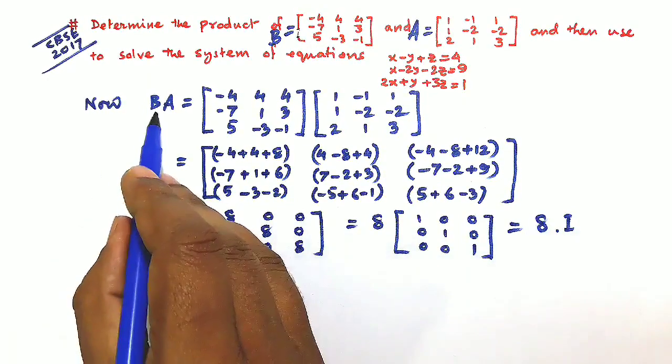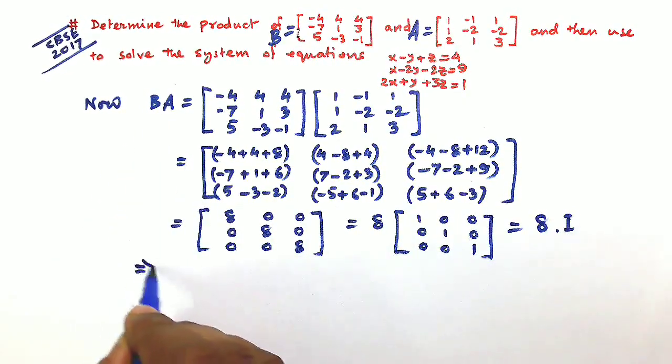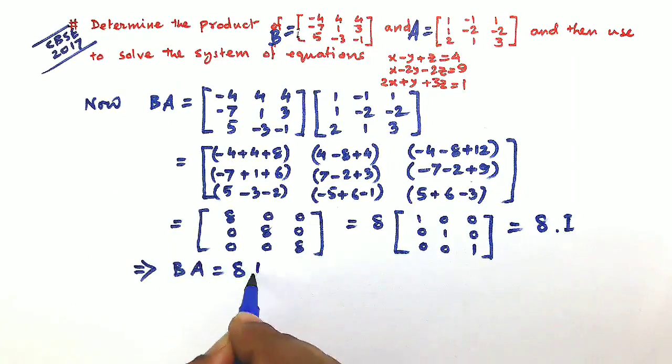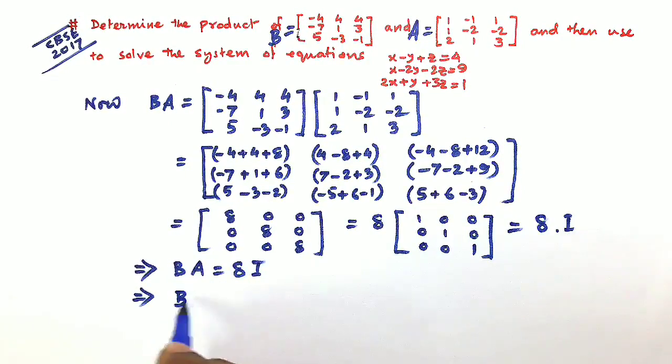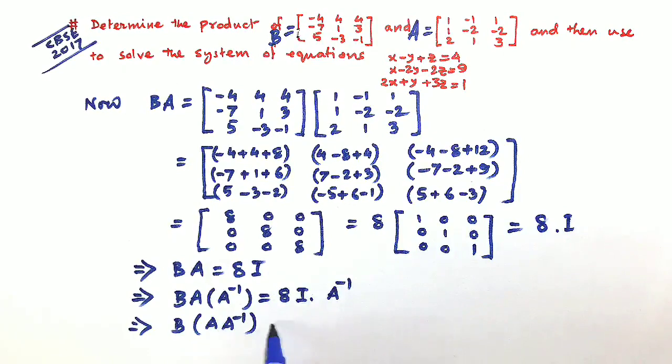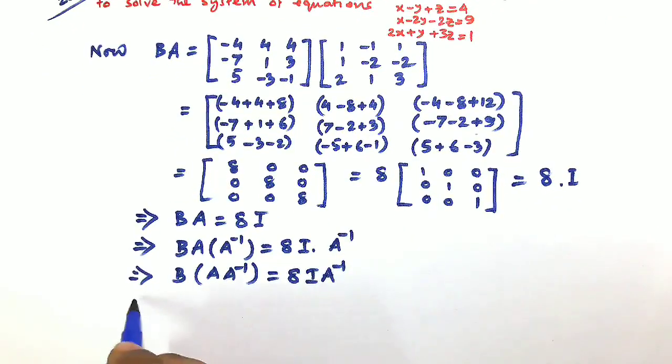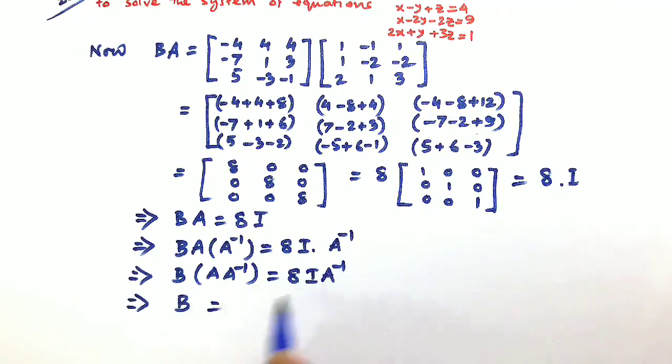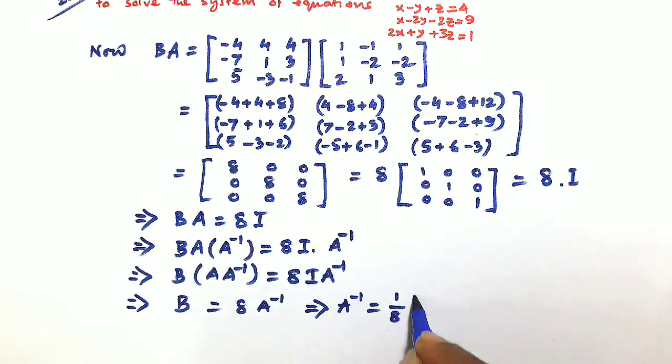So friends, this is B into A is equal to 8I. Or we can write BA, if we multiply both sides by A inverse, then it will be 8I into A inverse. It implies that B into A into A inverse is equal to 8 into I A inverse, isn't it? So here it is only B on the left side, and on the right side this is 8 into A inverse, because I into A inverse is equal to A inverse. That means from here A inverse is equal to 1/8 B.